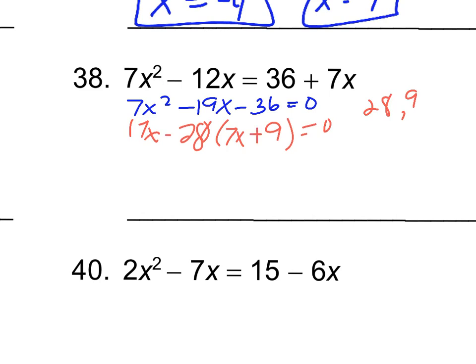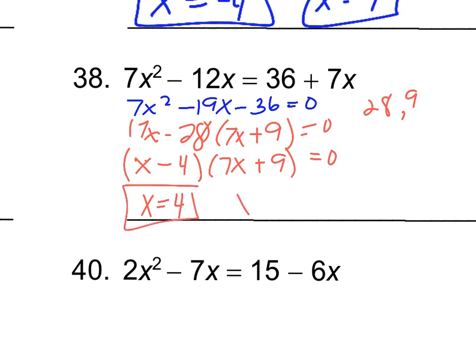Now, this first one actually reduces by 7. So I end up with x minus 4, and 7x plus 9 equals 0. So my first one is x equals 4, and my second one is x equals negative 9 over 7.